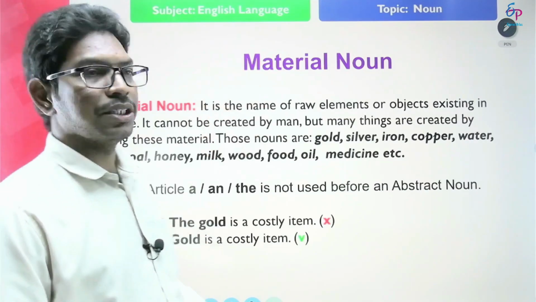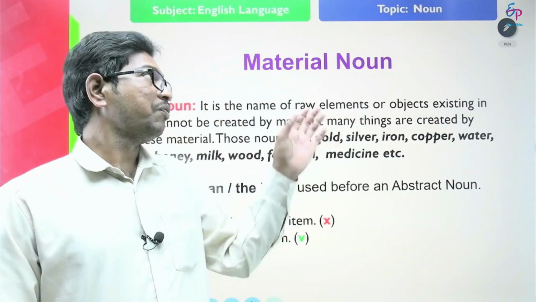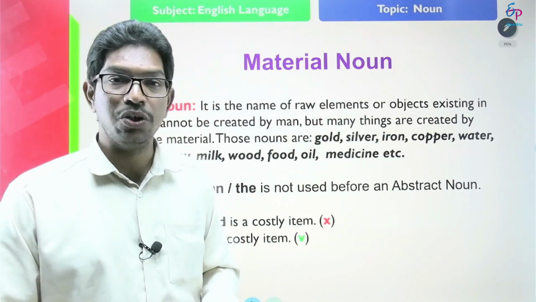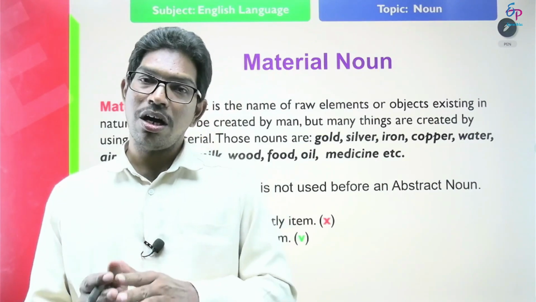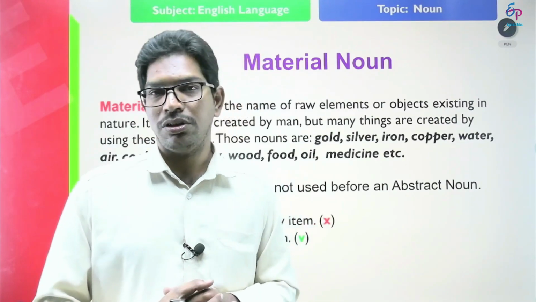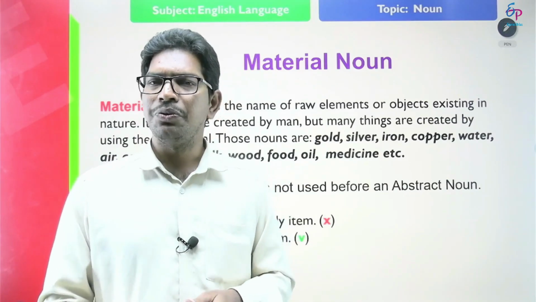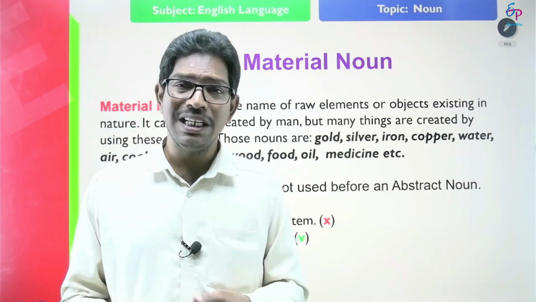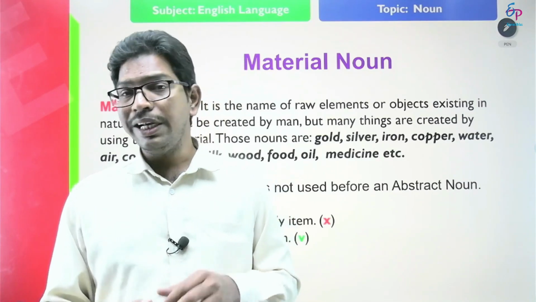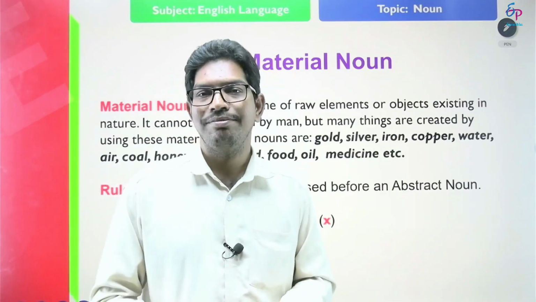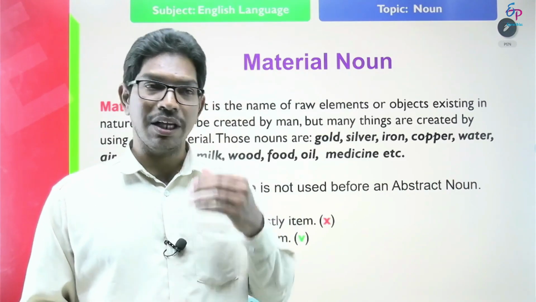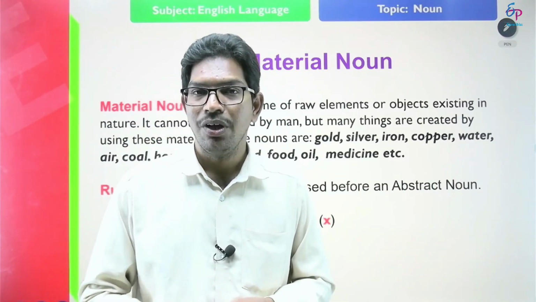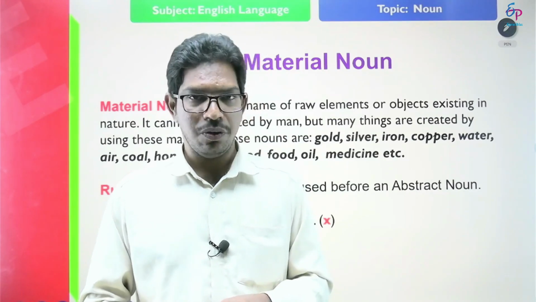So next we'll discuss material nouns. Before discussing material nouns, I'd like to tell you what concrete nouns are. Concrete nouns are opposite to abstract nouns. Abstract nouns cannot be seen or touched, but concrete nouns can be seen or touched. We can perceive them. So they are opposite to abstract nouns.